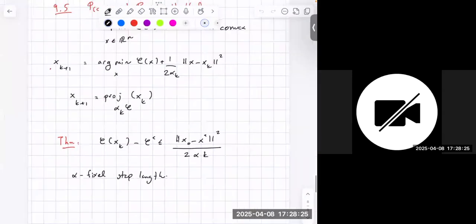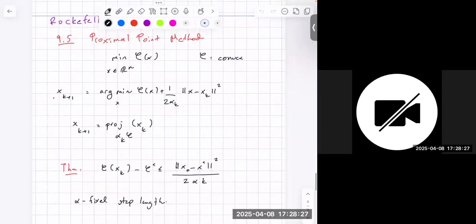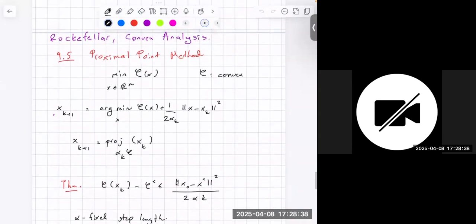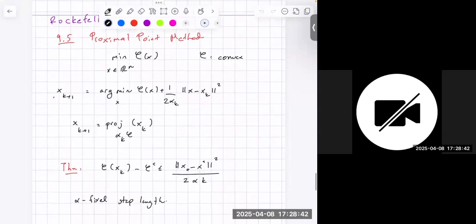Okay, so this is the oldest proximal point algorithm, where you have no structure whatsoever. This is the Rockafellar proximal point method. Convex Analysis is the book for this field. And this is what Rockafellar came up with many years ago, maybe 4 or 5 decades ago. I have to check the exact date.